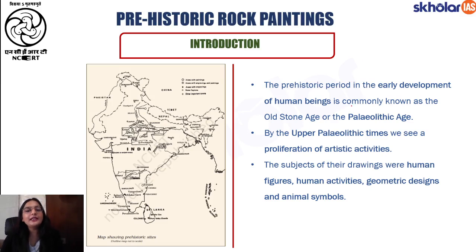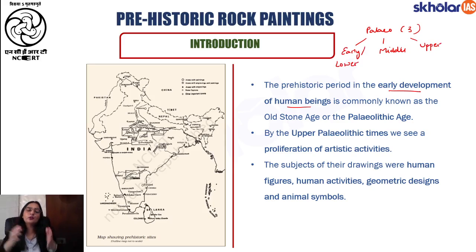So basically students, prehistory is that time period wherein human beings were in the stage of early development, and the prehistory time period is also known as Old Stone Age or the Paleolithic Age. Now herein students, I would like to tell you that the Paleolithic Age is divided into three categories. What are these three categories? First of all, there was an early Paleolithic Age, then there was a middle Paleolithic Age, and then there was this upper Paleolithic Age. Now the early Paleolithic Age is also known as the lower Paleolithic period. So there are these three stages, that is early, middle and upper.